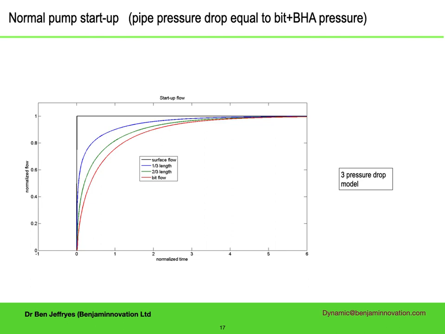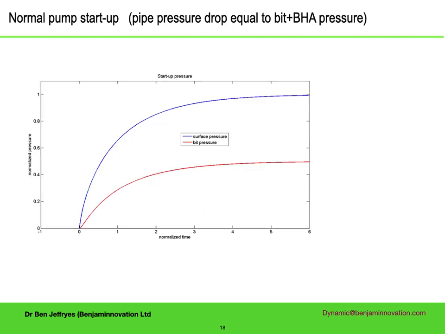The timescale here is normalized, just as before, the time it takes for the flow rate to drop to 0 when the pumps are turned off. Comparing the pressure measured at surface with the bit pressure drop, they are qualitatively very similar.